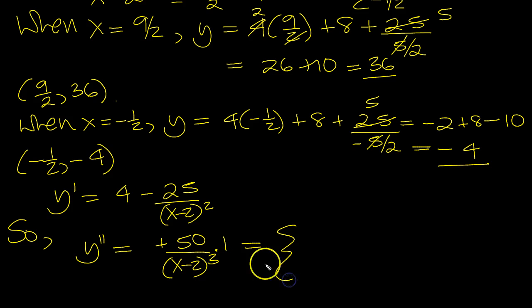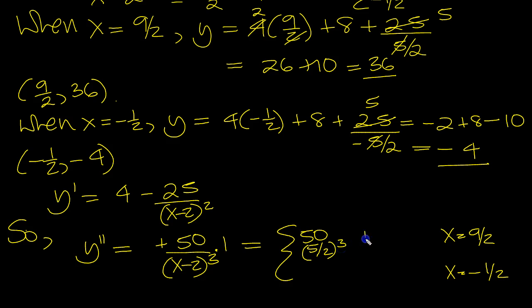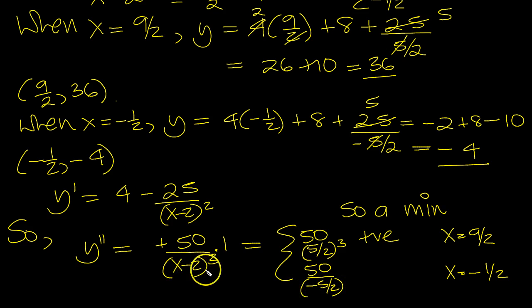So that equals then, when x equals 9 over 2 and minus 1/2, put them in. 50 over, 9 over 2 minus 2 is 5 over 2 cubed, which is positive. So a min. And the second derivative with minus 1/2 in here, it's 50 over minus 1/2 minus 2, which is minus 5 over 2 cubed. That will be negative. So a max.